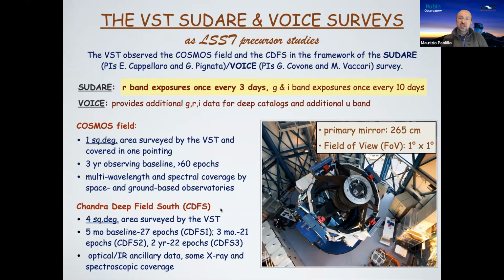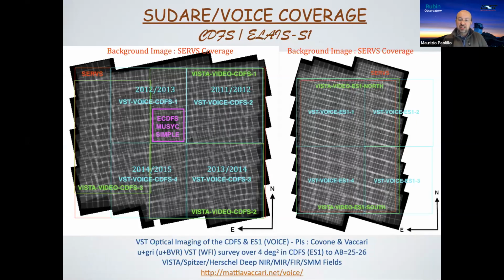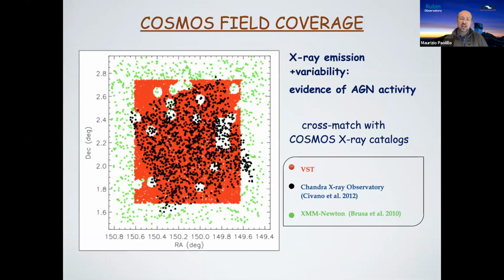Just to show the field, you've already seen the coverage. These are the CDFS and the ELICE fields, covered by these cyan squares, which are the VST field of view. Here in the center you see the extended Chandra Deep Field South, the original one. This is the ELICE; in the ELICE, however, there is no variability. We're trying to get it now. And then there is the COSMOS area, which is only 1 square degree. It's the red area shown here. I will explain why there are all these gaps. And these are the X-ray catalogs.